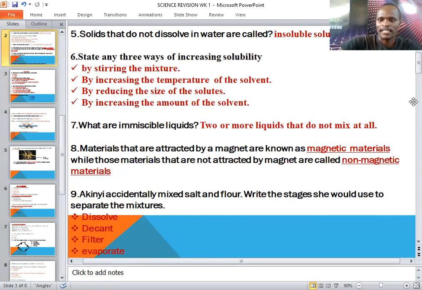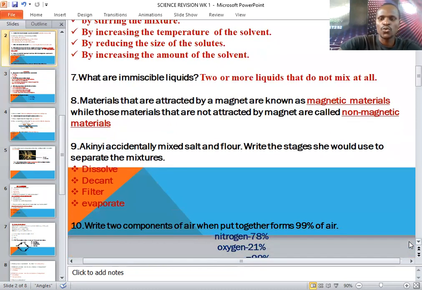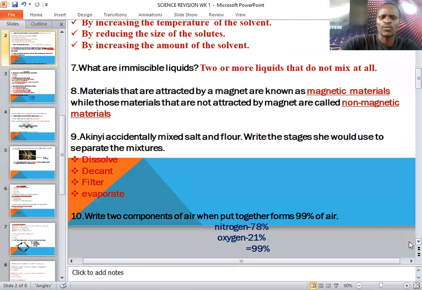Number 10, let's look at number 10. That was Monday. Number 10 was asking, write two components of air that when put together form 99% of air. This is a very easy question, but we did not think. Which two components of air?